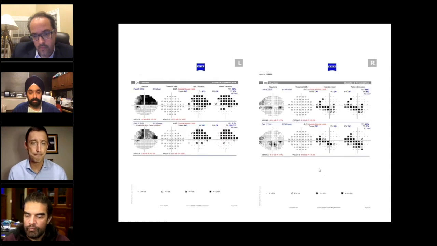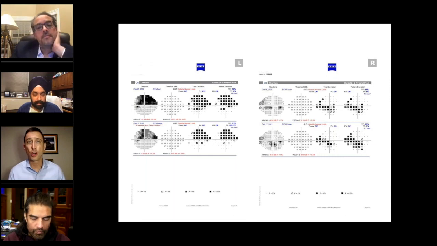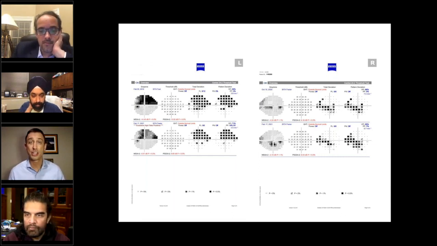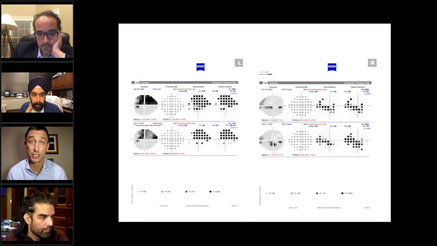We can go to the next slide. And so here's the visual field. So real glaucoma in both eyes, okay? And what you're seeing here is on the right eye, dating back to October of 2020, and then recent visit. This is a recent patient. I just saw this patient about a month ago. The visual field showing some change, in my opinion.